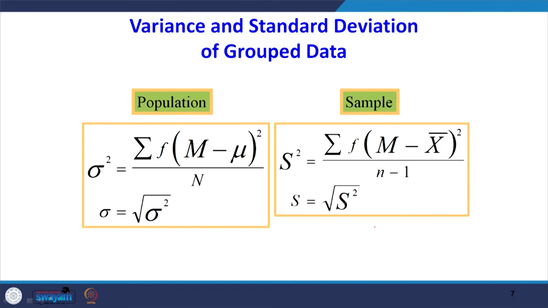Now, we will see how to find the variance and standard deviation of grouped data. Already we have seen standard deviation of raw, ungrouped data, for population and for sample. Similarly, we will find the variance for grouped data. The formula is sigma f into (m minus mu) whole square divided by n. Here f is the frequency, m is the midpoint of the interval, mu is the mean, and n is the sum of all frequencies. For the sample variance, here also it is n minus 1: sigma f (m minus x bar) whole square divided by n minus 1.